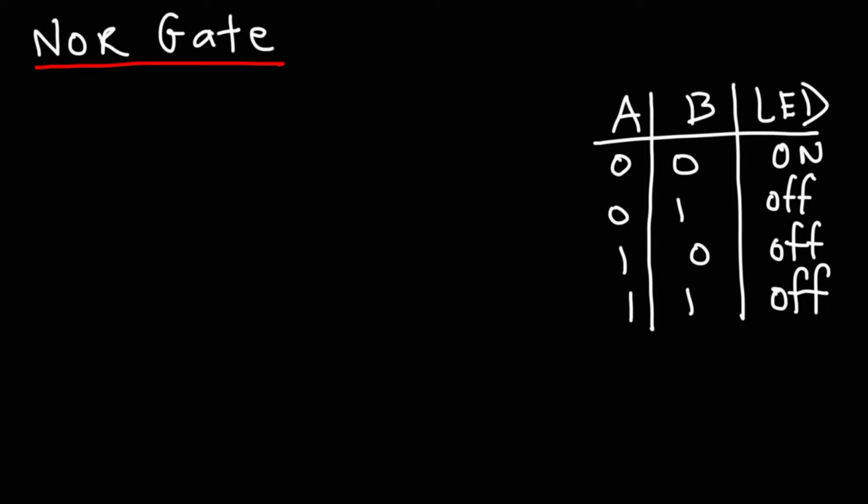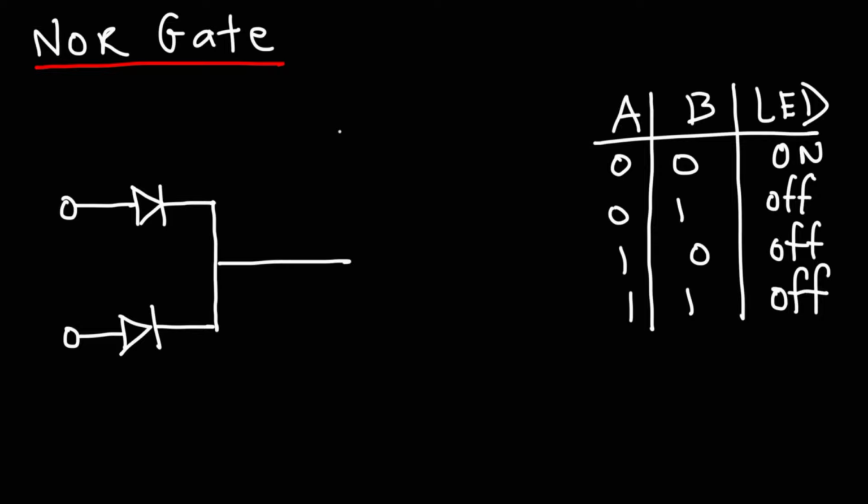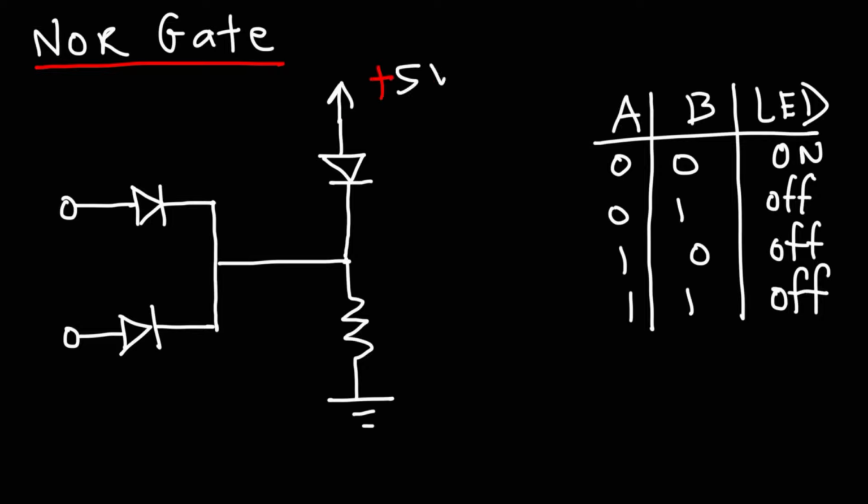So remember, the NOR gate is simply the opposite of the OR gate. Now let's draw the circuit that corresponds with the NOR gate. So like before, we're going to have two diodes. And then we're going to have a light emitting diode and a resistor. This time the resistor goes to ground. The light emitting diode is going to go to the positive voltage source, in this case plus 5V. And let's use a green LED. So this is A, this is B, and then we have diode 1, diode 2.